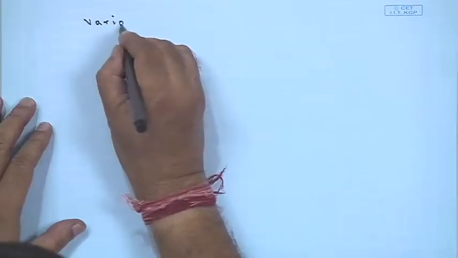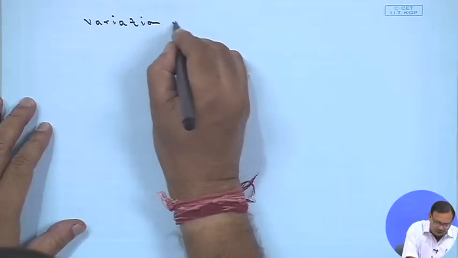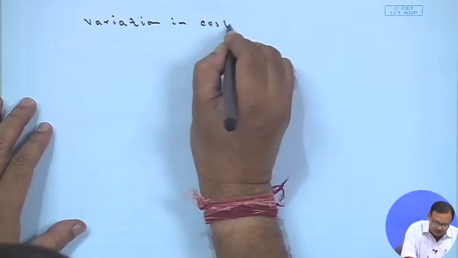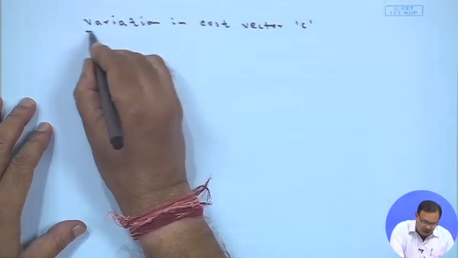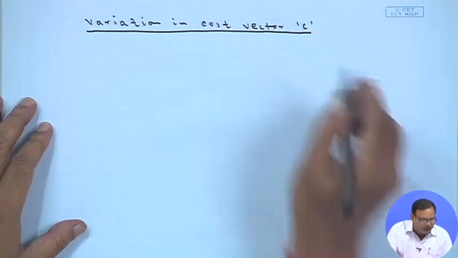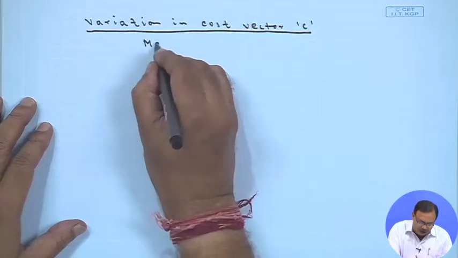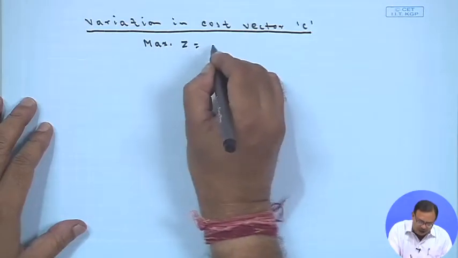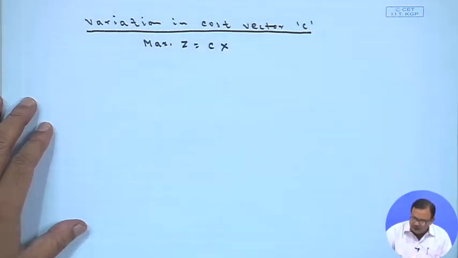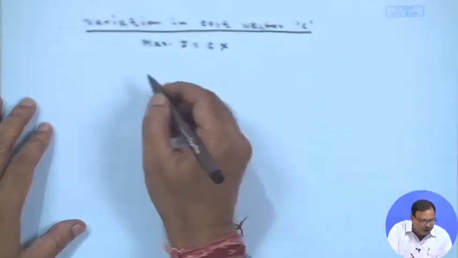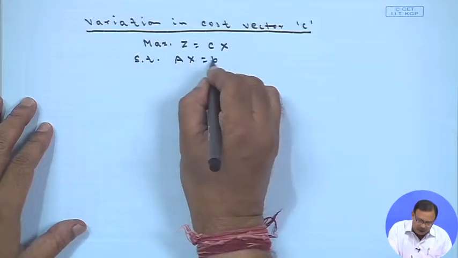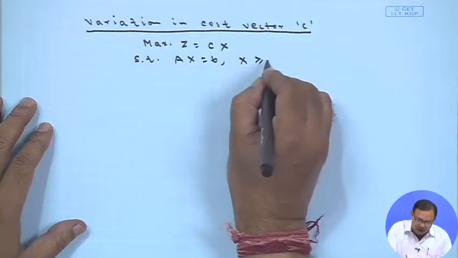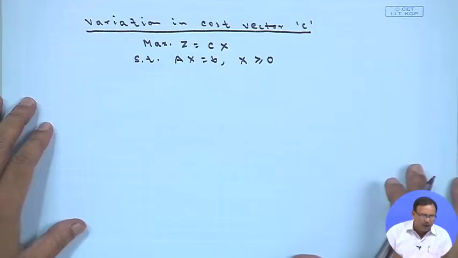cost vector C. And as you know, your cost vector is associated with the objective function. That is, if I write down the LPP in standard form, maximize z equals Cx subject to Ax equals B and x greater than or equal to 0, the non-negativity condition.